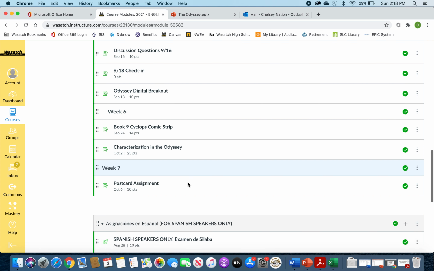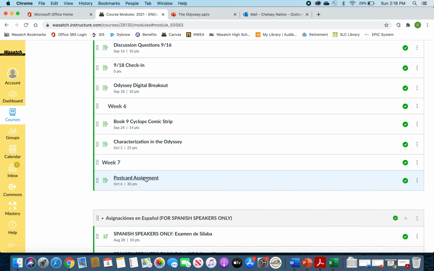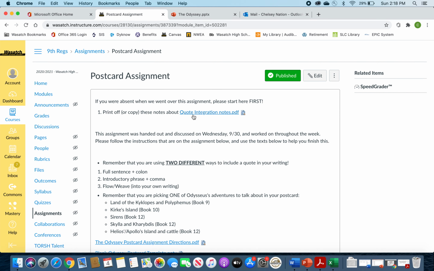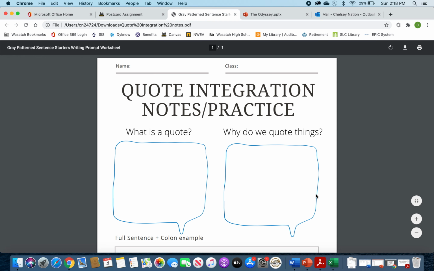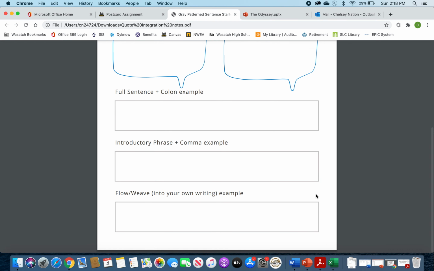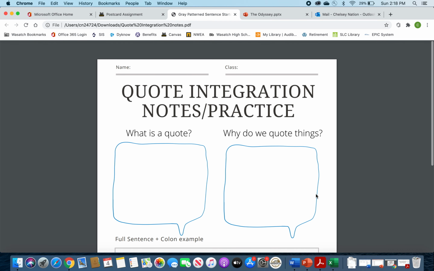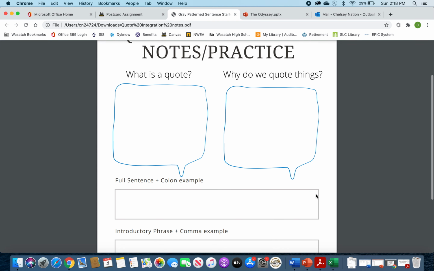So when you go into the module, you're going to go here to the bottom where it says week 7, to the postcard assignment. And it tells you to start right here. It says if you were absent, please start here first. So you need to print off or copy these notes called the quote integration notes. And it's going to pull up a paper that looks like this. And we're going to fill this out and review this together so that you can be successful for the assignment.